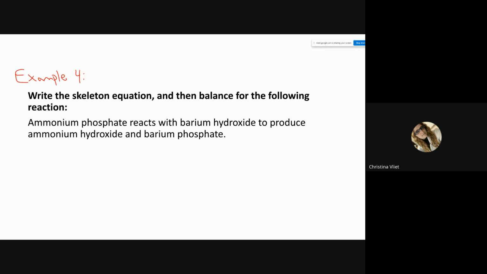Ammonium phosphate reacts with barium hydroxide to produce ammonium hydroxide and barium phosphate. So this is, like I said, the most difficult type of question you can see, because it's got a lot going on. The first step is you have to figure out what are your reactants and what are your products. Can you read through there and figure out what are the reactants? What are the reactants?